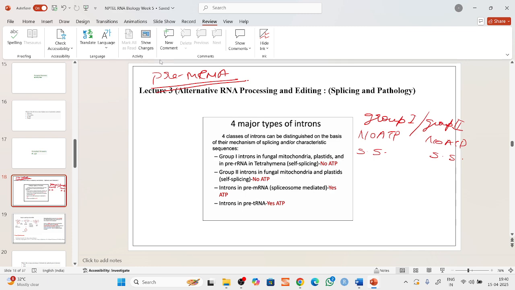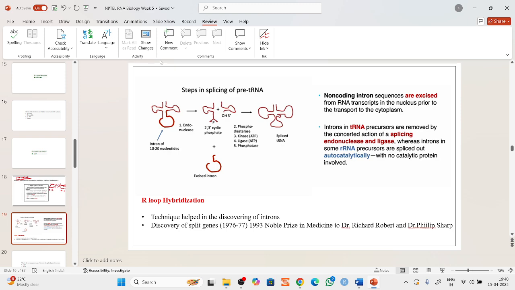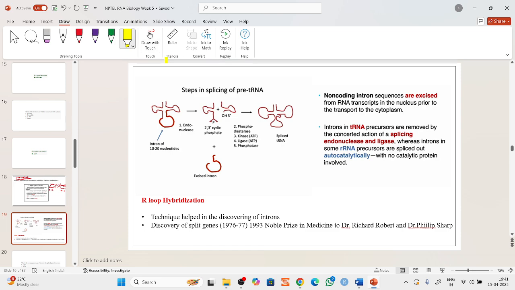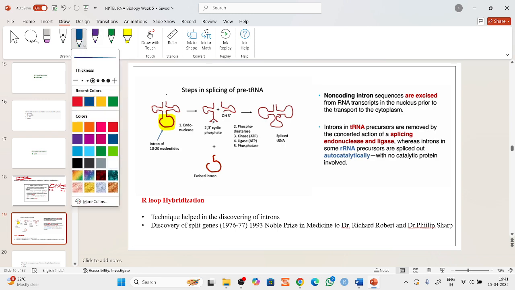Remember this. Now, here are the steps in the splicing of a pre-tRNA. See here, what are the steps in the splicing of a pre-tRNA? This is the tRNA, and this bold thing that you can see, let me just draw, this bold thing is your intron. This is the intron of 10 to 20 nucleotides. What happens? First, there is an endonuclease. So the endonuclease will cut over here.